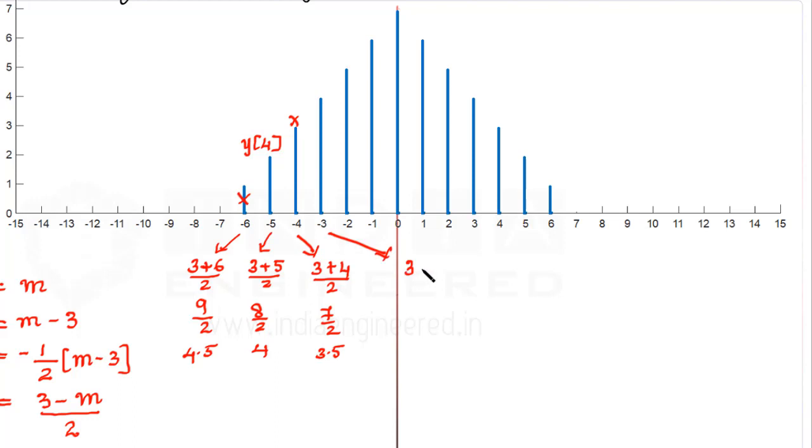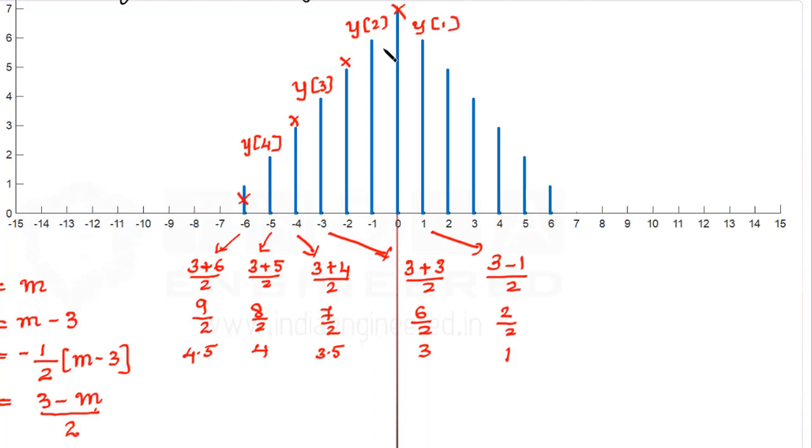So this will be 3 minus 3 by 2, which is 6 by 2, which will be 3. So this is our y of 3. This will be our y of 2. We won't be having this one. This will be 3 minus 1 by 2. All we are doing is substituting 1 for the value of m. So this is 3 minus 1 by 2, that is 2 by 2, which is 1. So this will be our y of 1. We won't be having this in our output.